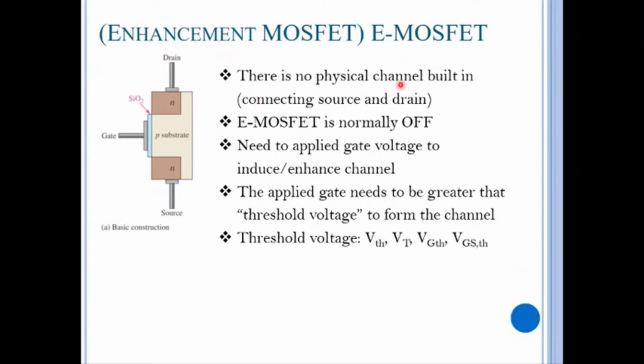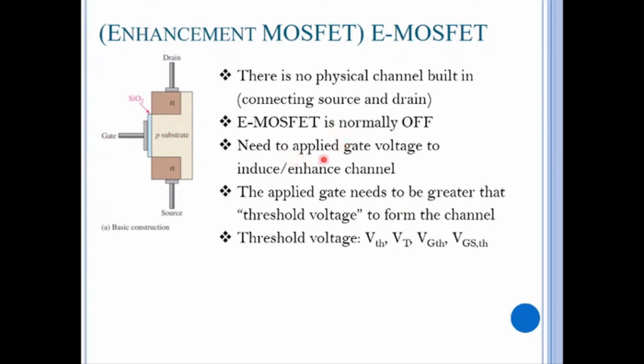Okay, so that means between the source and the drain there is no physical channel, because the N-type at the drain and the N-type at the source are separated by the P-type substrate. So there is no physical connection. So the EMOSFET is normally off. Without any voltage applied at the gate, the EMOSFET is off. There is no current flow.